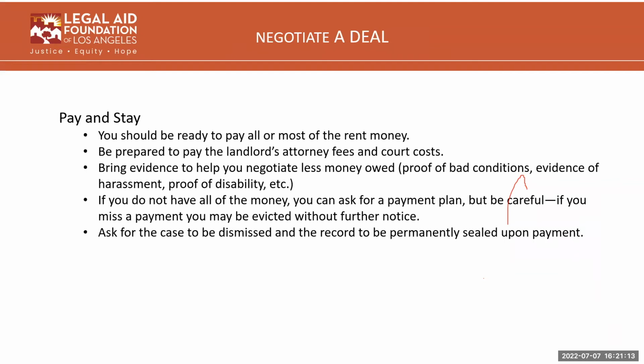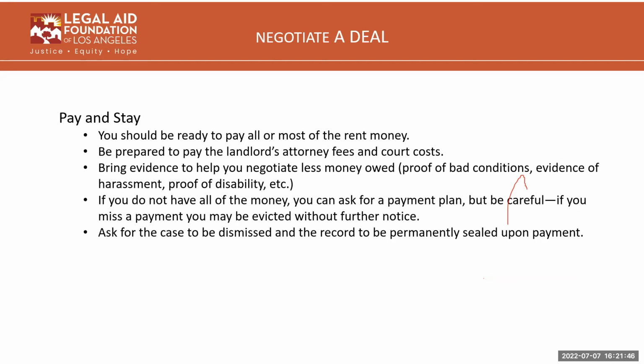Okay, so if you want to negotiate a pay and stay, you should be ready to pay all or most of the rent money that's owed. Be prepared to pay the landlord's attorney's fees and court costs. Attorney fees can only be collected if the rental agreement allows for it. Usually the rental agreement will say the prevailing party is entitled to attorney's fees if they bring an eviction case forward.